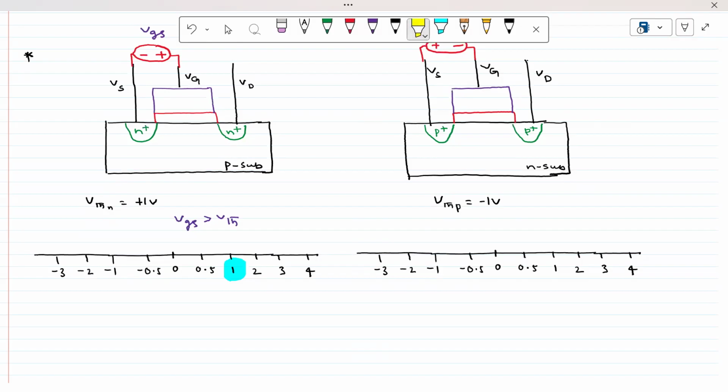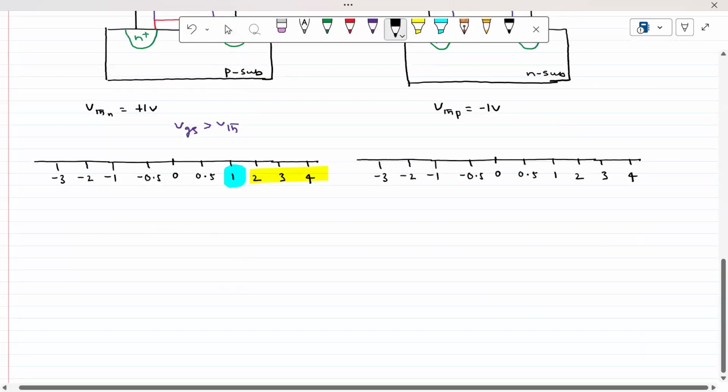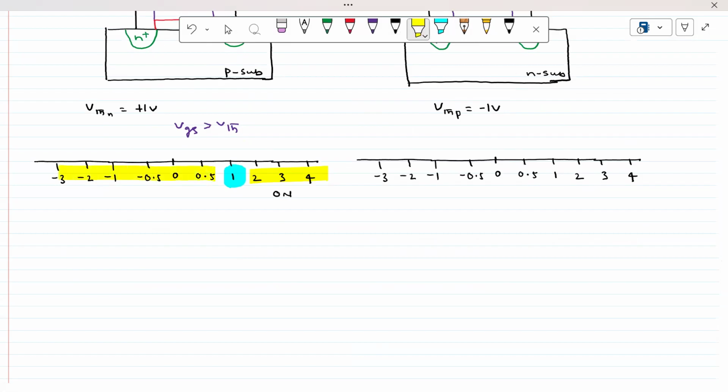That means for all these voltages, the MOSFET is said to be on. For voltages below this, that means less than 1 volt, the MOSFET is said to be off. When the VGS value is greater than the threshold voltage of a transistor, it is on. For all the values from plus 0.5, 0, minus 0.5, all the values on the negative side, it will be off.